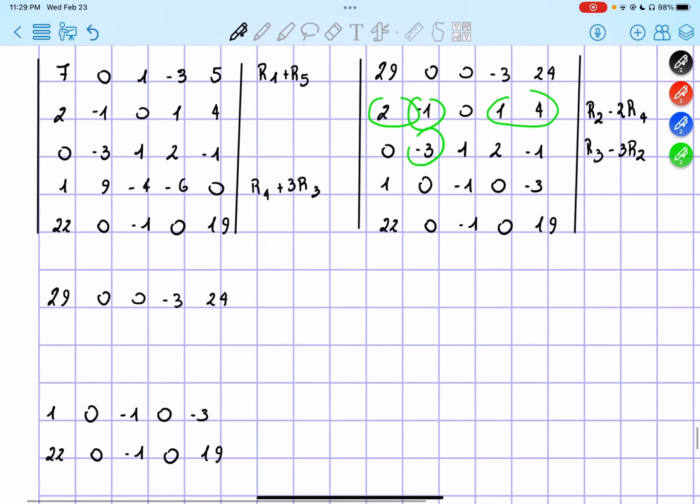So row 2 minus 2 times row 4. I will get 0, negative 1. Oops, now we're adding a 1 over here. Okay, it's 25 for now. I'm gonna get 2, and then 1, 4. Then for row 3, I'm gonna do minus 3 times row 2. So I'll get negative 6, 0, 1, negative 1, and then negative 13.